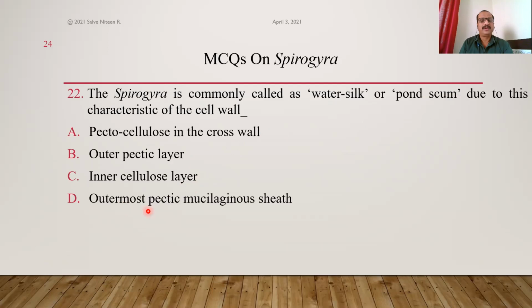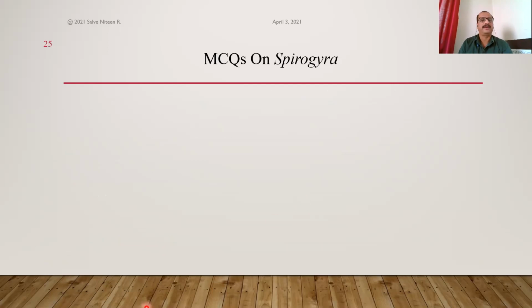But the outermost layer of pectose consists of pectin, which changes when it dissolves in water. It forms a mucilaginous or slimy sheath. So this is the reason why the filaments feel slippery to touch, and therefore it is commonly called water silk or pond scum. Okay, so here the answer is option D. That is the correct answer.